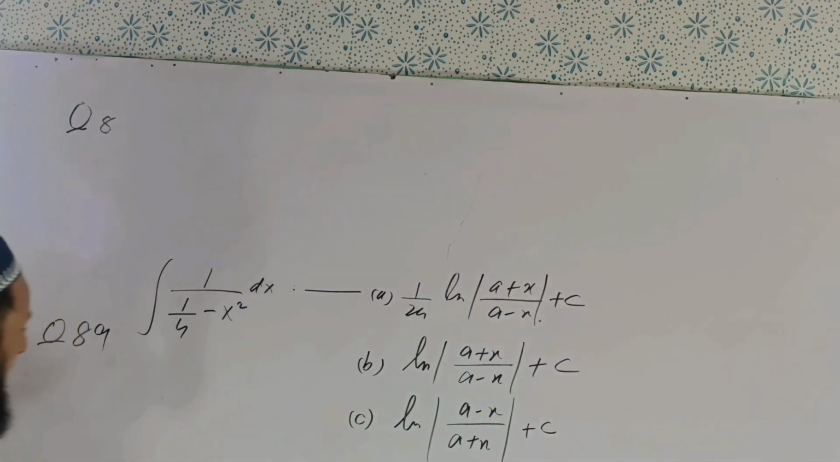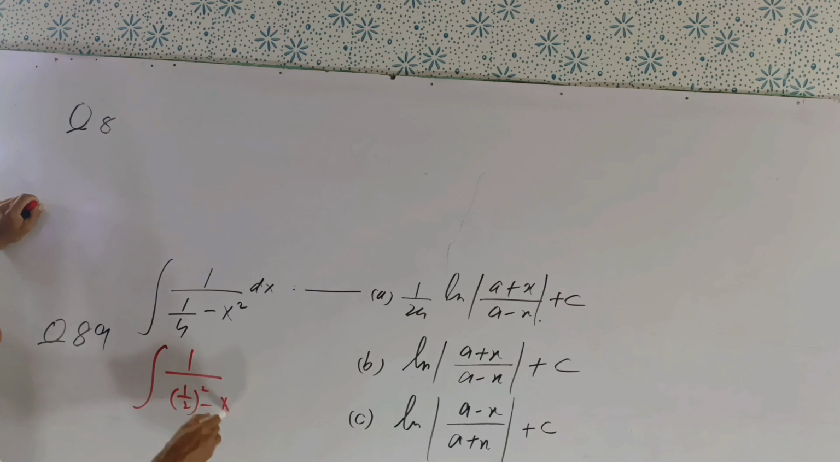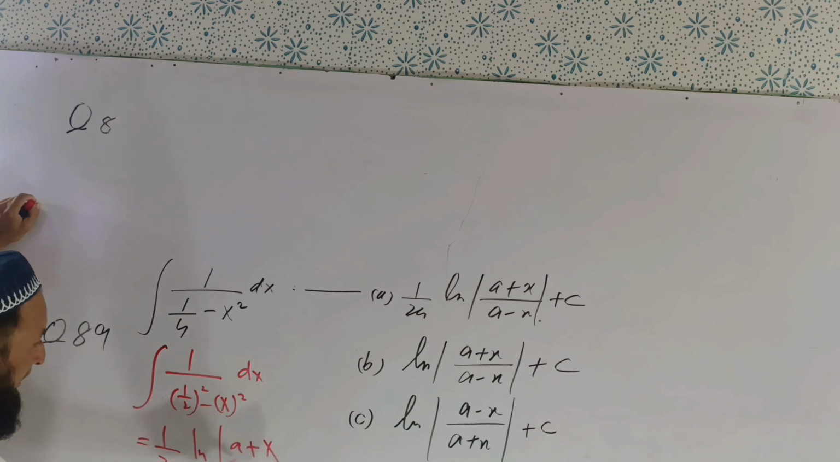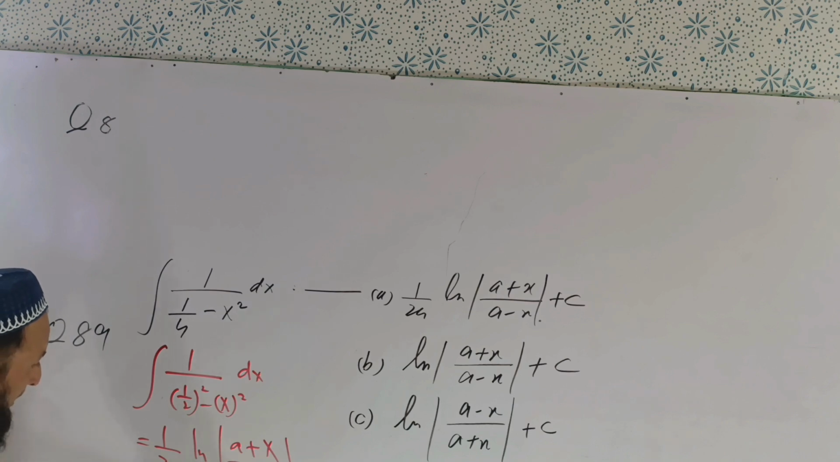Now for the next one, we have another formula: 1 divided by (1 by 2) square minus x square dx. According to the formula, we know that the integral is 1 by 2a log of (a plus x) divided by (a minus x) plus c. So in the place of a we put 1 by 2. Here a is equal to 1 by 2 and x is equal to x.